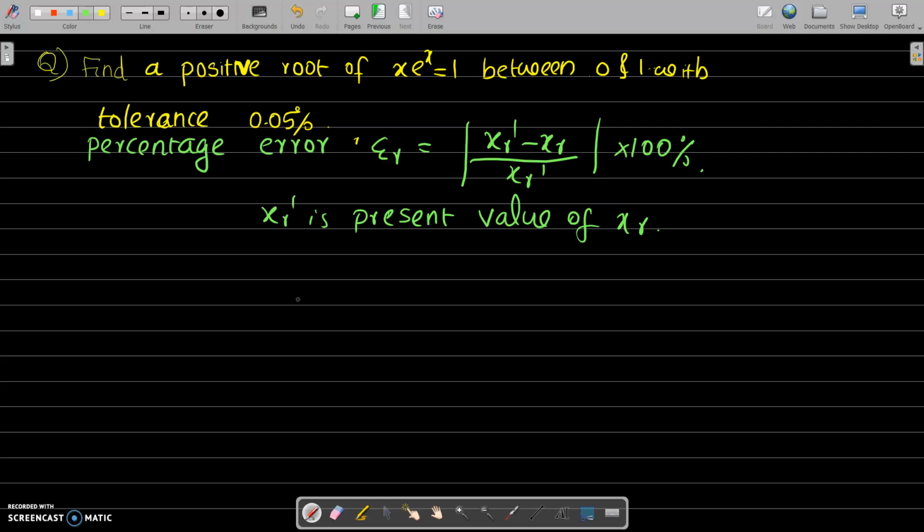So look at this question. Find a positive root of x e raised to x is equal to 1 between 0 and 1 with a tolerance of 0.05%. So we have to continue the process until we reach that tolerance.